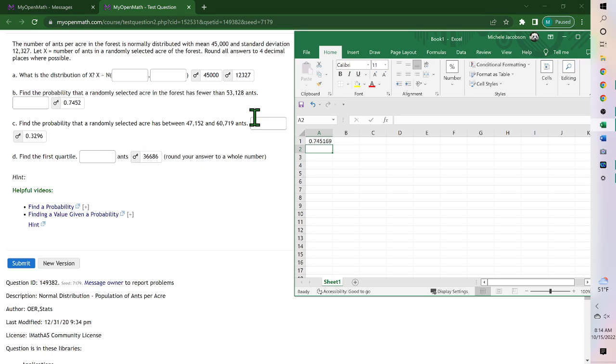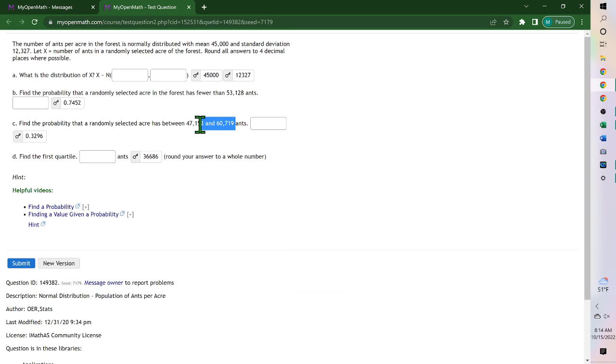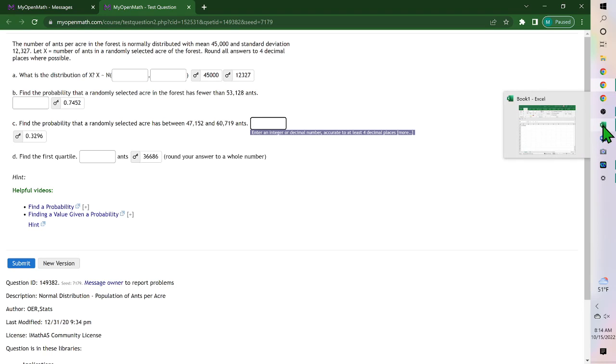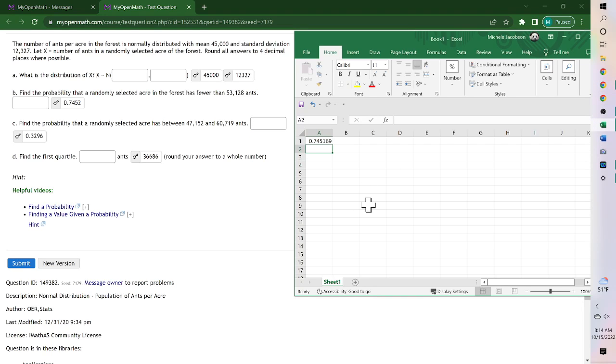The next one, find the probability that it's between two values. Well, if we put the 60,000 in, it's going to give us everything below. Then if we put the 47,000 in, it's going to give us everything below from here over. So if we subtract the two, it will give us what's in between them. So you want to find both of them and then subtract.